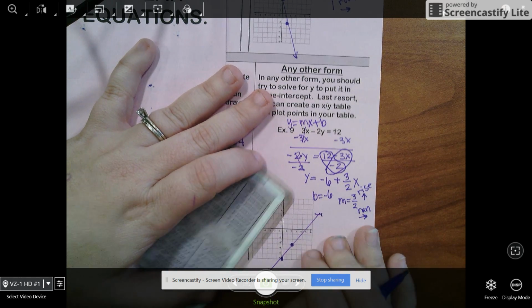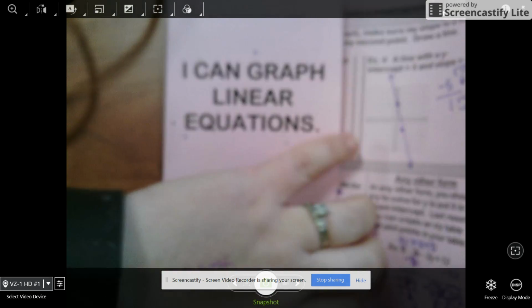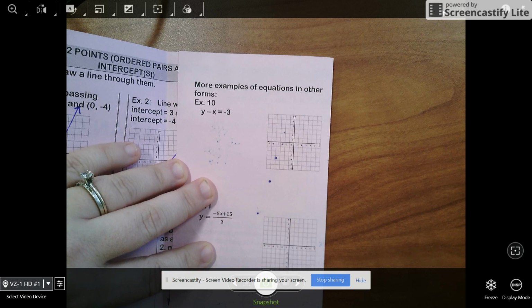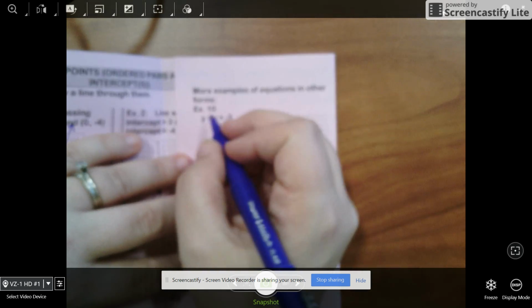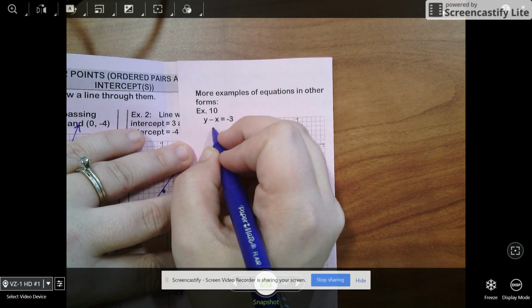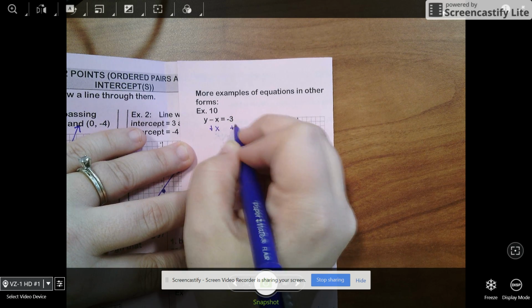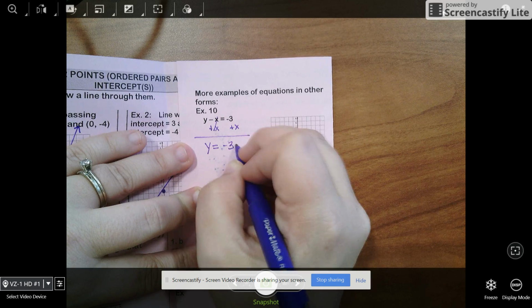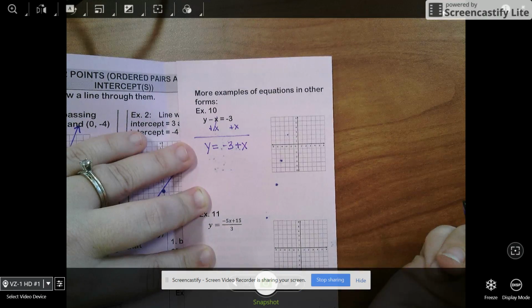That was just one example of another form. If you actually close your foldable, you're going to find some more, okay? So we got to get y by itself. So in order to get y by itself, I have to move x. So I have to add x to both sides. So I end up with y equals -3 plus x. They weren't like terms, so I didn't combine them.